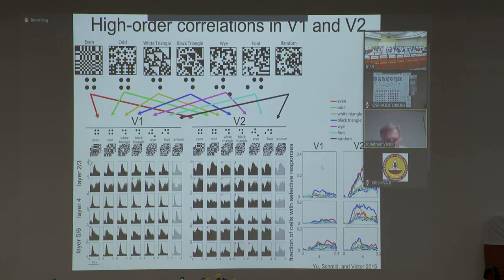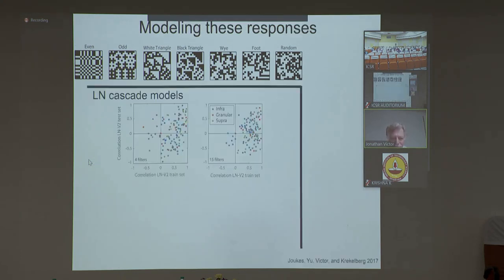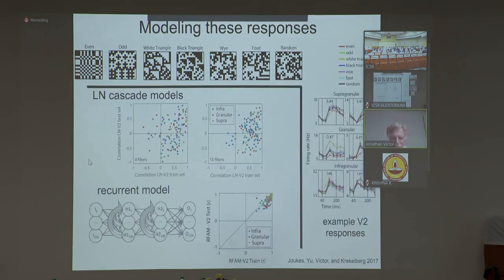Another point is that the kinds of spatial patterns that V2 cared about, which is the red, the yellow, and the blue, were the ones that the visual system finds most visually salient. So it was satisfying that V2 and V1 don't compute all possible spatial correlations, but just the ones that we care about. Just a brief word that one can model this behavior via a recurrent model, and one has a lot of trouble modeling this behavior via a cascade model.